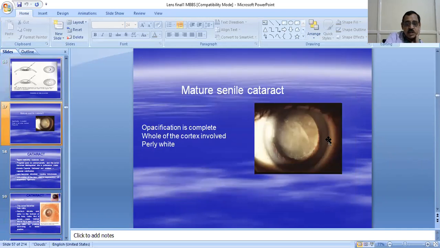In mature senile cortical cataract, opacification is complete and the whole of the cortex is involved. The color of the lens will be pearly white, and the vision will be perception of light. When you do distant direct ophthalmoscopy, you will not see any fundal glow. Refraction or retinoscopy is impossible in these cases because there won't be any fundal glow at all.